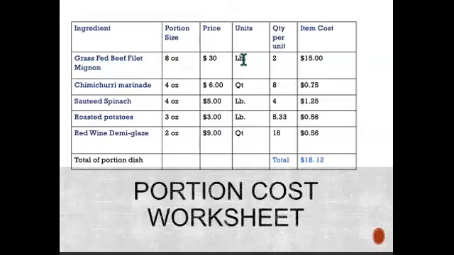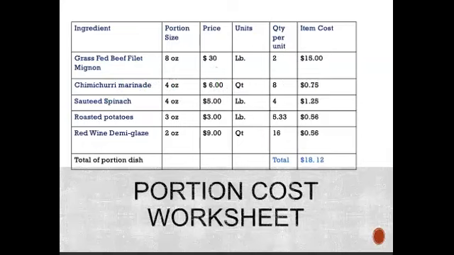So that means that a pound is 16 ounces and each portion is 8 ounces. So I'm gonna get 2 portions out of each pound. So each portion of filet mignon is gonna cost me about $15. Chimichurri marinade, I'm gonna need 4 ounces per portion. I estimate that it costs me $6 a quart to make homemade chimichurri, right?